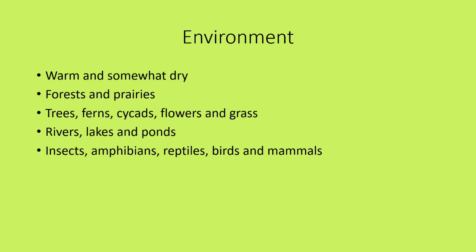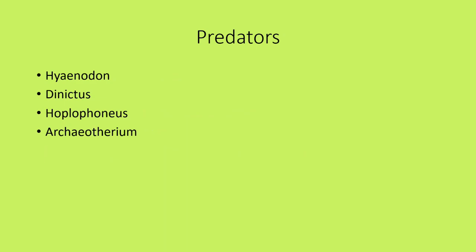But anyway, I guess I should continue on. Let's talk about the predators. There would have been plenty of predators around Miohippus. There would have been the predator Hyaenodon, which would have been able to feast upon Miohippus. And of course, the false saber-toothed cats like Dinictis and Hoplophoneus. Those would have been very well known at that point in time.